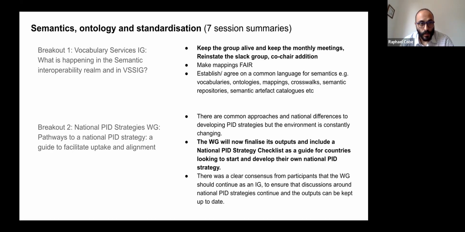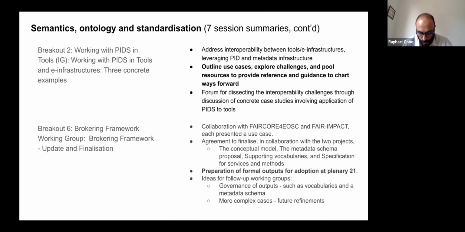Moving on to the working with PIDs in tools group. So the group reported they outlined use cases, explored challenges, and pulled resources to provide reference and guidance to chart ways forward.